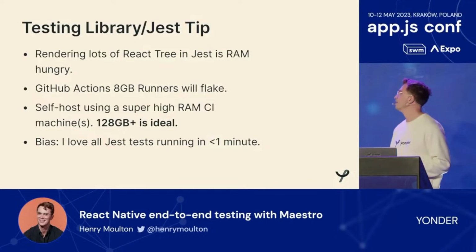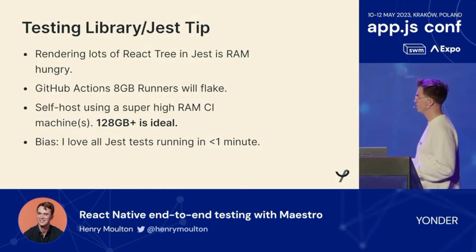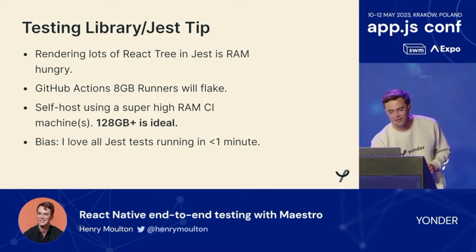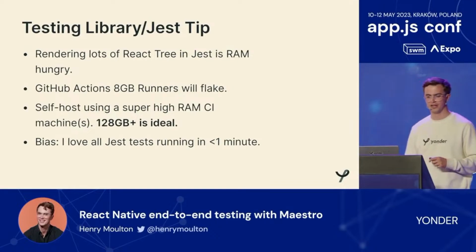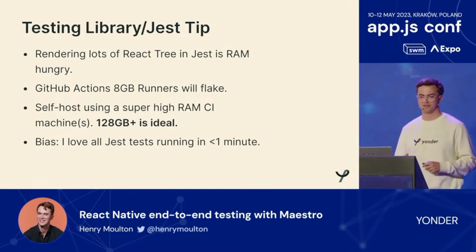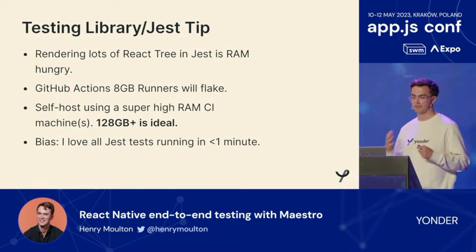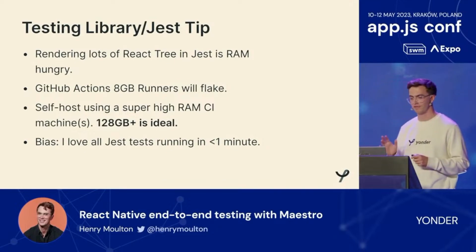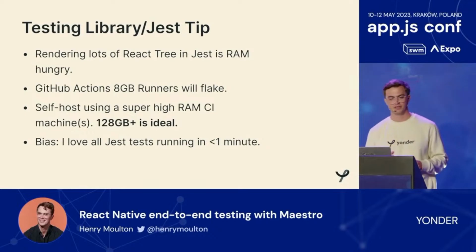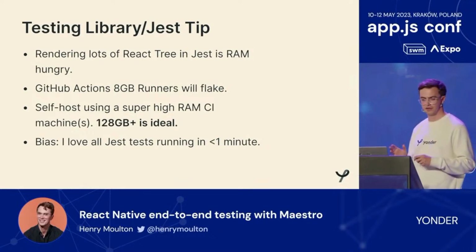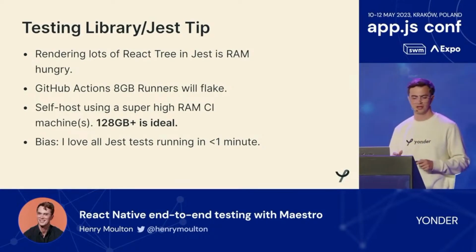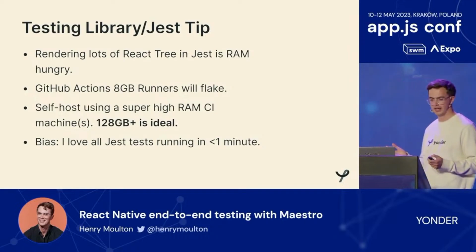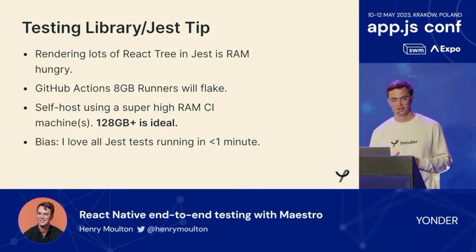And actually last year, I was in this situation where I was using GitHub Actions 8 GB runners. Rendering lots of React trees in RAM, in Jest, is really RAM hungry. And what I've found is that those little 8 GB runners flake. So my tip is, if you do go down this route, self-host using a super high RAM CI machine. Anecdotally for us right now, 2 years in, 128 gigabytes of RAM is ideal.